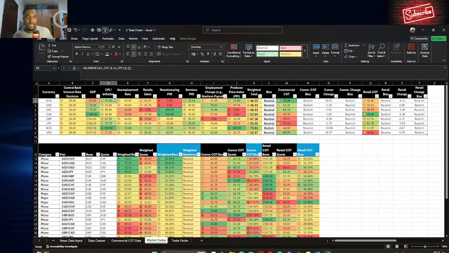The inflation data is actually quite good. So when I put in all of this for each currency, including COT data, we can see the commercial traders are buying in.